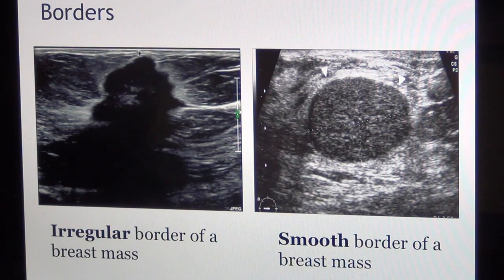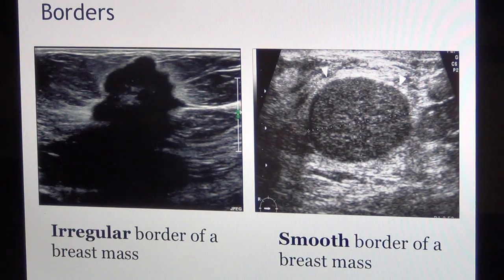It is irregular, speculated, spiky, and also it has a posterior shadow. And look carefully: when there are irregularities, spiky, you feel like somebody is pulling the tissue towards it because of the striation. Look at the striation of the tissue. You can tell this mass is invading the surrounding tissues. So that's the way you can conclude whether it is benign or malignant in nature. We can tell that irregularities of the border go along with malignancy character.